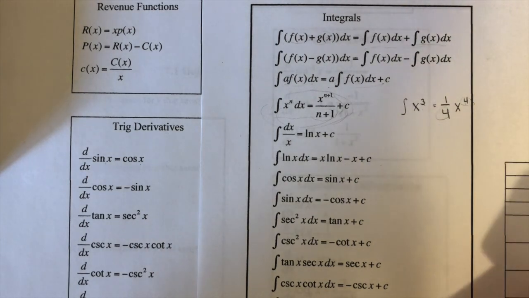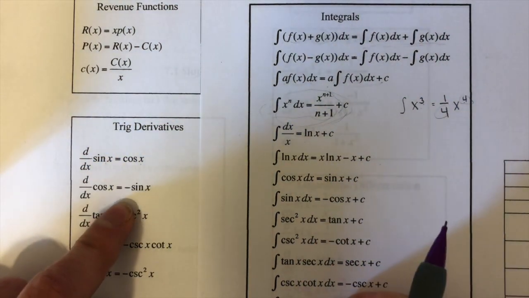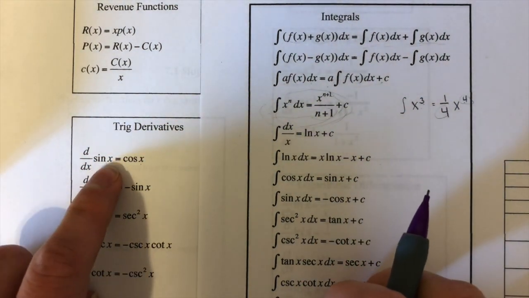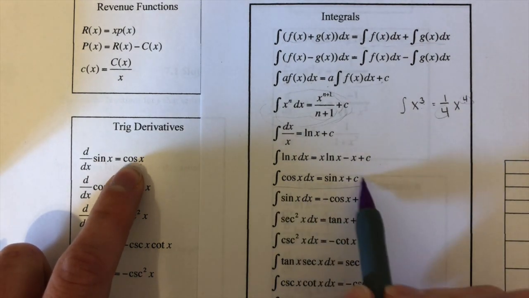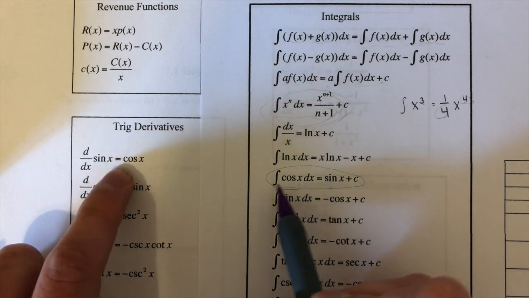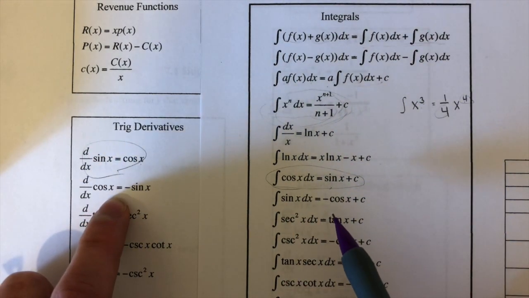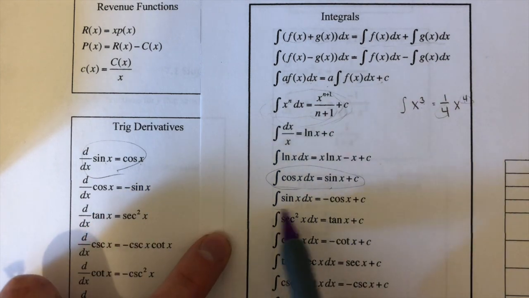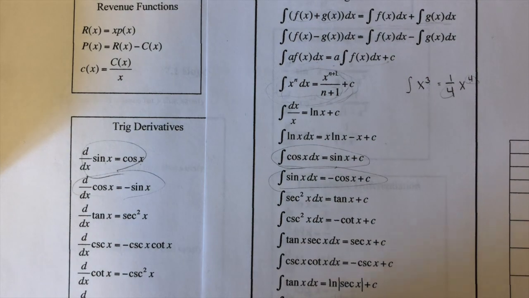And then there's a whole bunch of different integrals on here as well. What I want to point out is the relationship between the derivatives and the integrals. So if we look at the derivative of sine x is cos x, notice how when we look at the integral of cos x, we get back to sine x. So there's that opposite relationship. If we look at the derivative of cos x, it's negative sine x. If we look at the integral, we get negative cos x, right? So see those relationships.